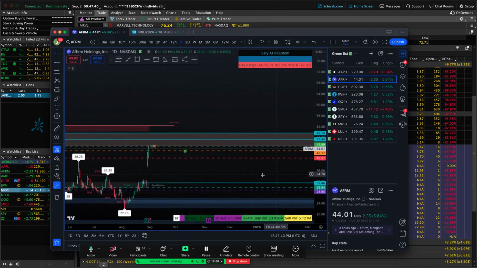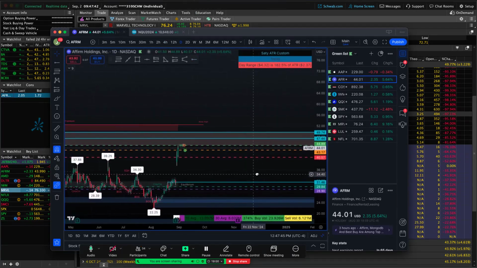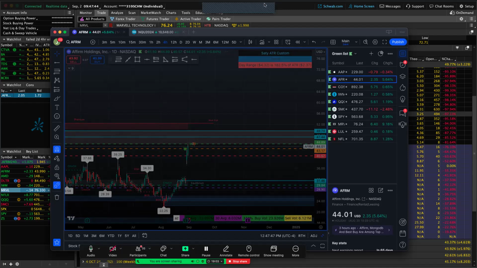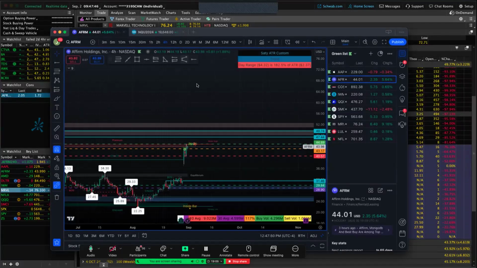But here's why I want to continue to look at a firm, regardless of this 4 hour setup, regardless that it has that $46 profit target.